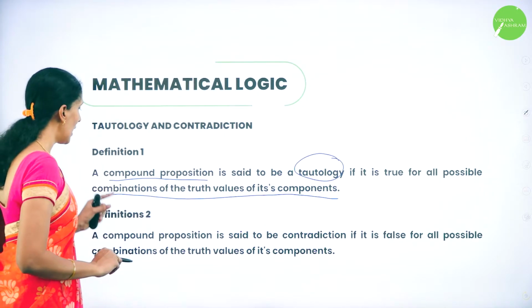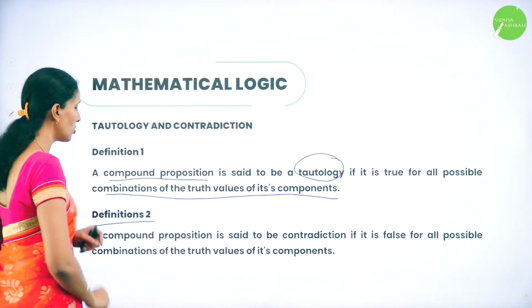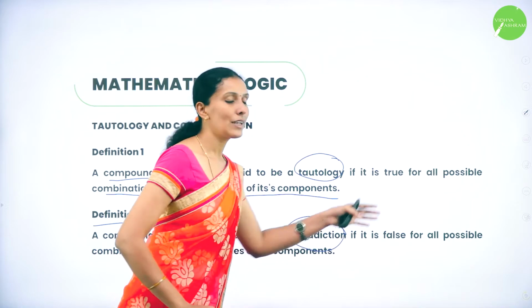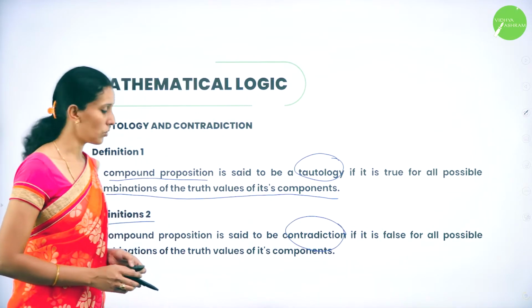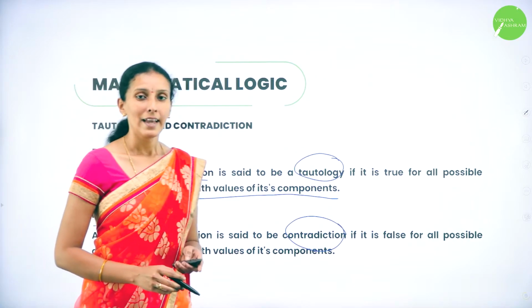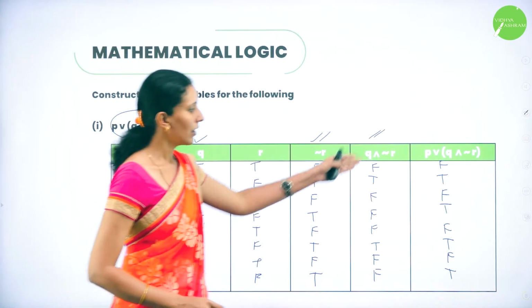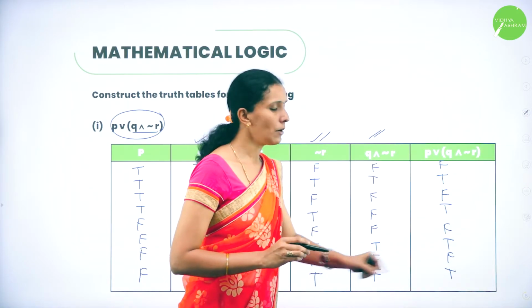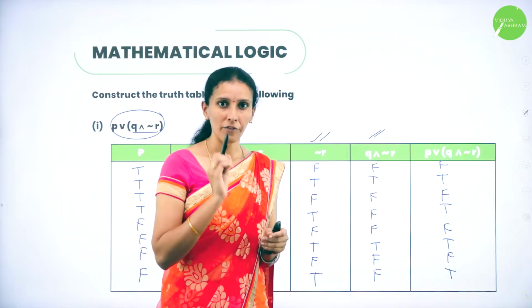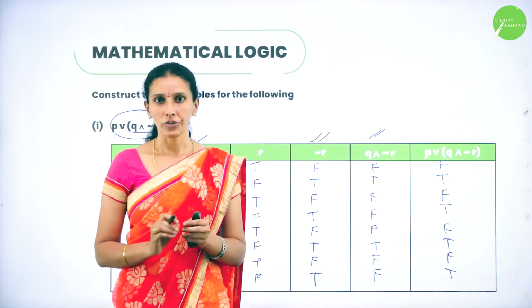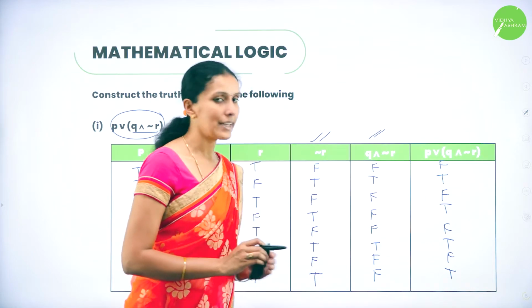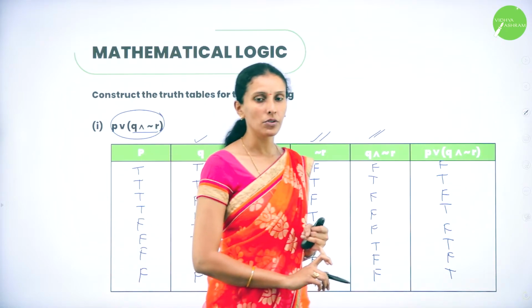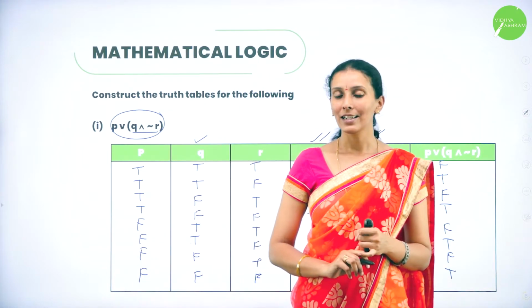Next we say a contradiction. Look at definition 2 here. A compound proposition is said to be a contradiction if it is false for all the possible truth values of its components. Again in the previous example you can see you have false, true, false, true, false, true, false, true. But if the column shows all the truth values as false, then we say it is a contradiction. If it is, in this case, it is neither tautology nor a contradiction. If all the truth values of its components are true, then it is tautology.